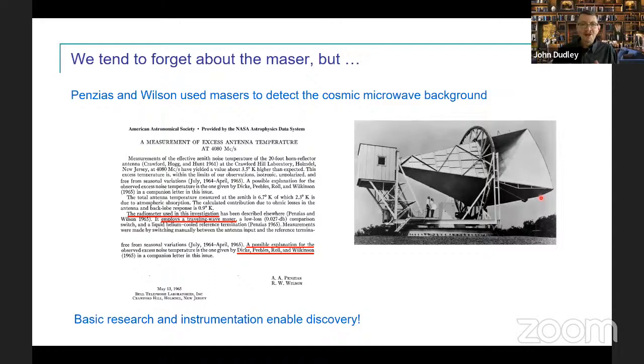Now, when we talk about lasers, we focus on the optical version, but the maser is just as interesting as a microwave amplifier, a microwave source of light. And in fact, another piece of science which generally isn't known is that the detection of the cosmic microwave background in 1965 was only possible because the maser had been invented 10 years before.